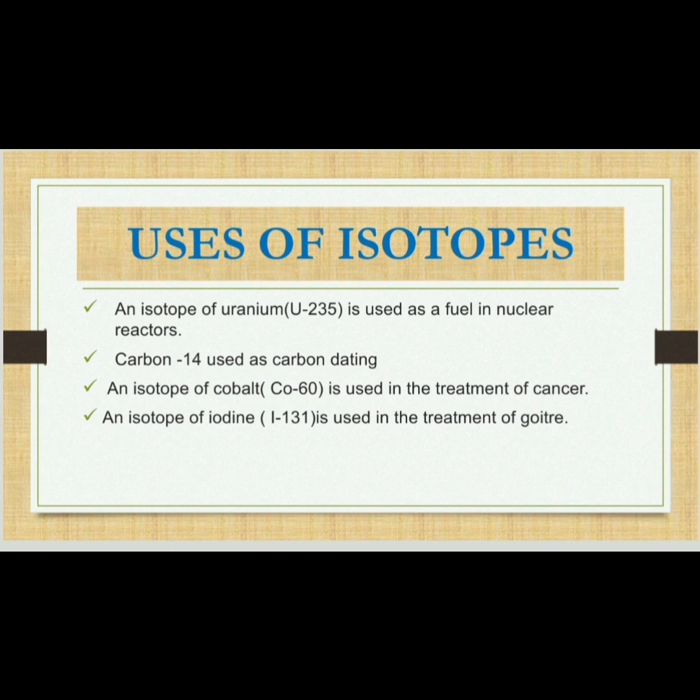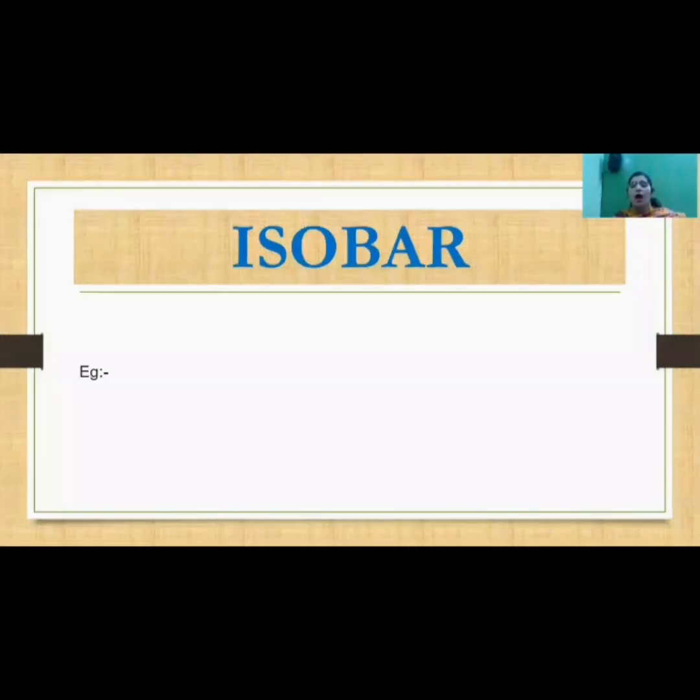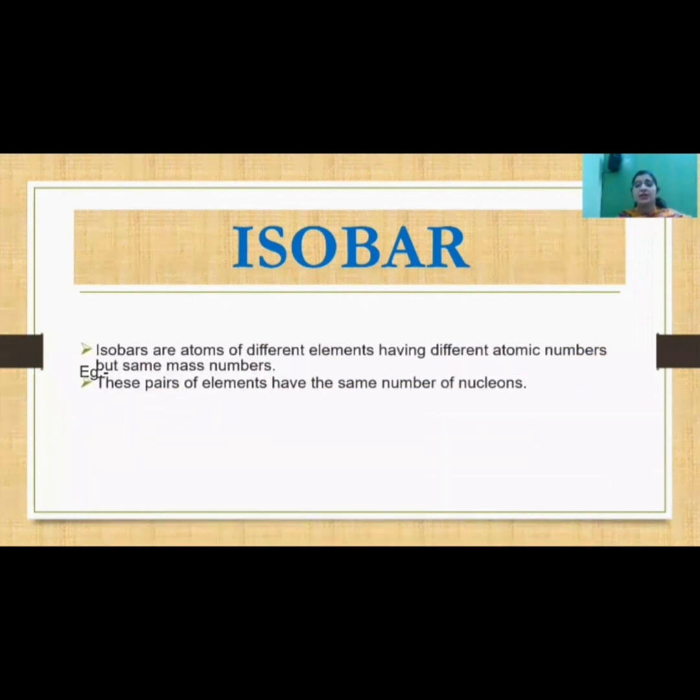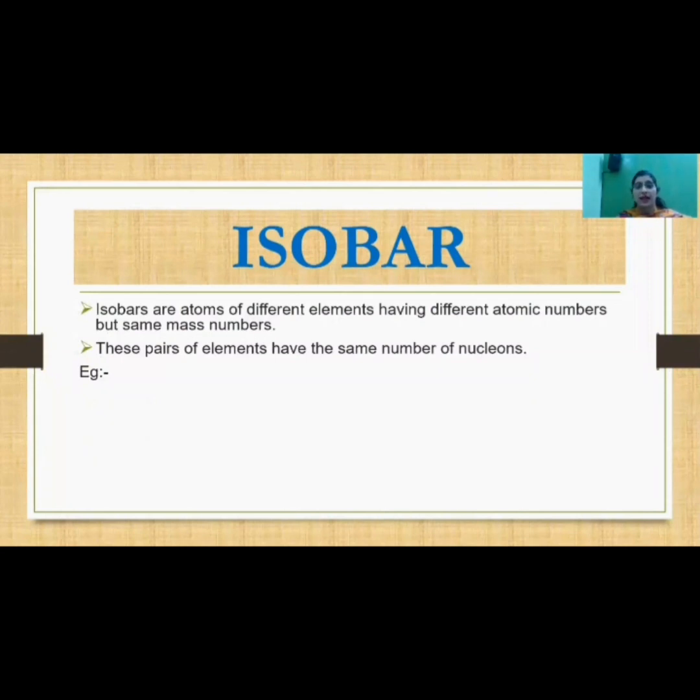Now let us discuss isobars. Isobars are atoms having the same atomic mass but different atomic numbers. It is just the opposite of isotopes. So I repeat again, isobars are atoms of different elements having the same mass number but different atomic numbers.